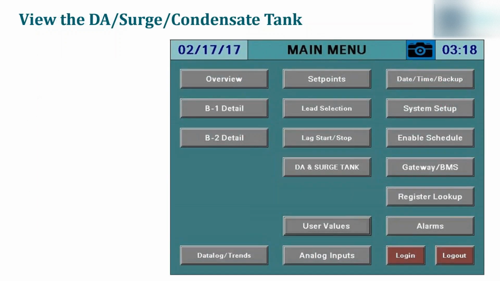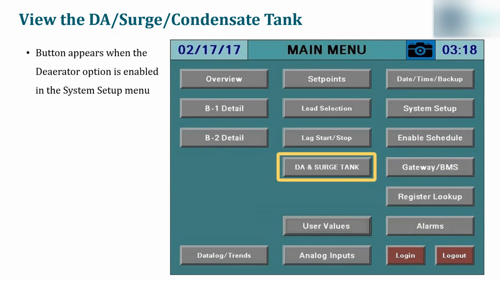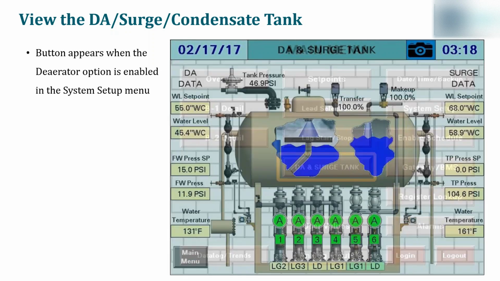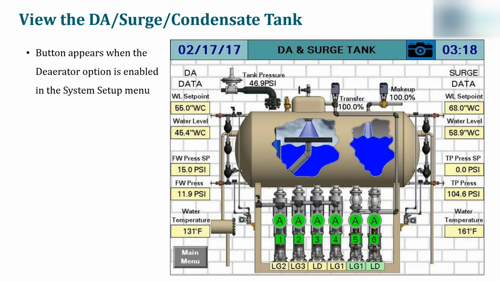All right, so moving on to some of the simpler menus here. If you wanted to view the DA, surge, or condensate tank from the master panel, and you had turned that option on in your system setup screen, there would be a button here in the middle of the screen for DA and surge tank. But this only appears if you turn it on in the system setup screen. And if you click on that button, it will take you to a screen that views the DA or surge tank panel. So in this instance, we're showing a split tank, a DA and surge tank. And this is a view only.